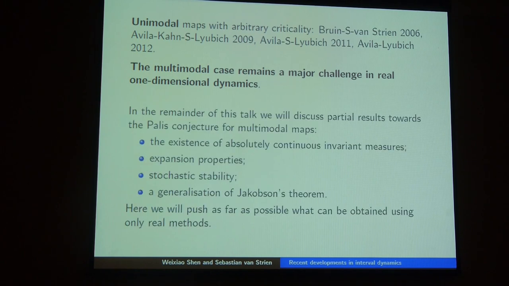In the following, what I plan to do is discuss some partial results towards Palis' conjecture for multimodal maps. I'm going to discuss, if I'm able to, the existence of ACIPs, some expansion properties which are responsible for them, some stochastic stability, and the generalization of Jakobson's theorem. For all these results, we are going to push the real analytic method as far as possible. So far we are not able to apply complex techniques, but we certainly hope at some point we can make the real and the complex meet.